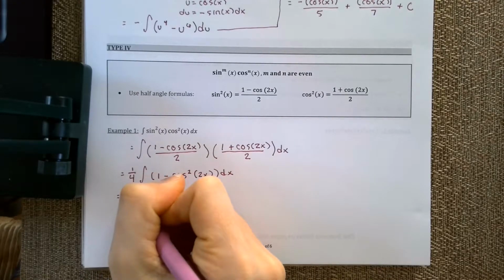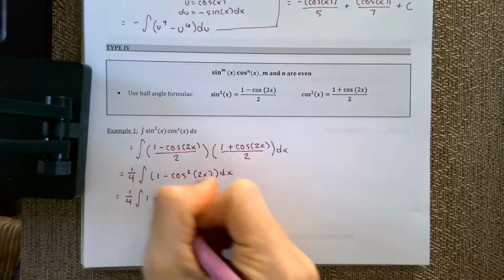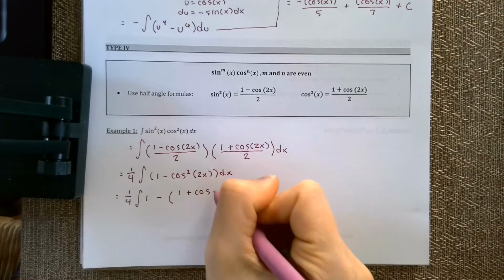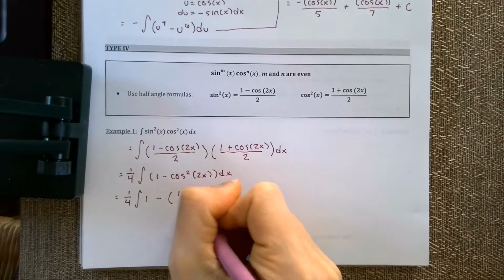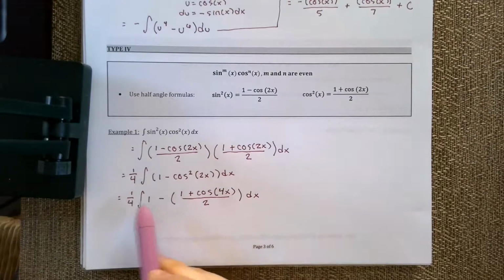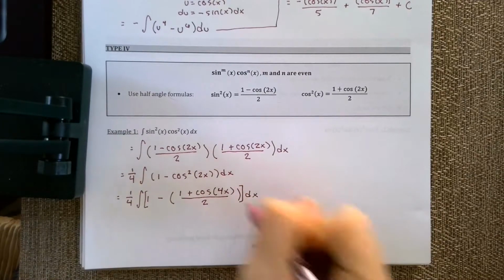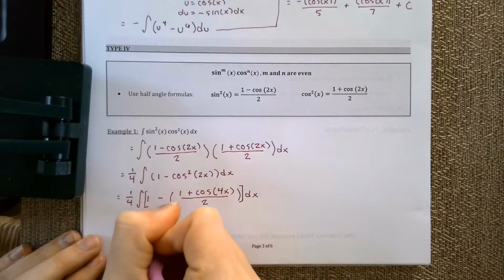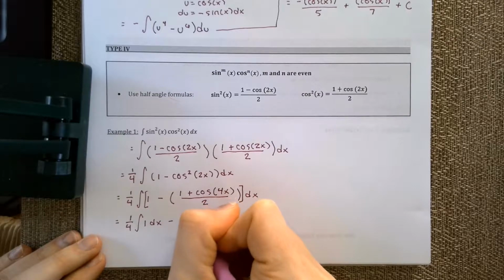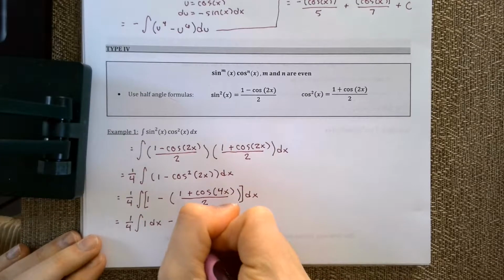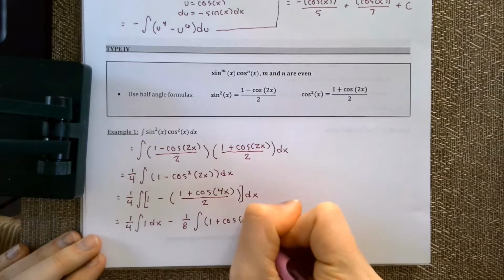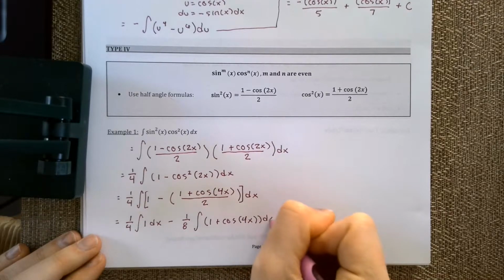So again, this time I've got 1/4 the integral of 1 minus 1 plus cosine, I have to double the angle that was there, so of 4x over 2 dx. This might be a good time to split up this integral into two parts so I don't have to let them interact. So I'm going to have 1/4 the integral of 1 dx minus, maybe I'll pull this out, forgive me for skipping that step, 1/8 the integral of 1 plus cosine of 4x dx.